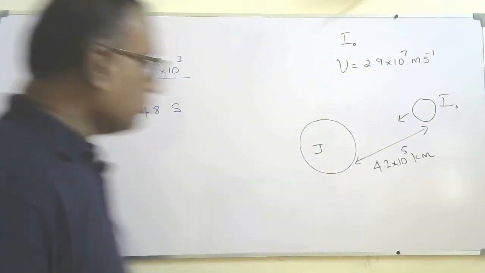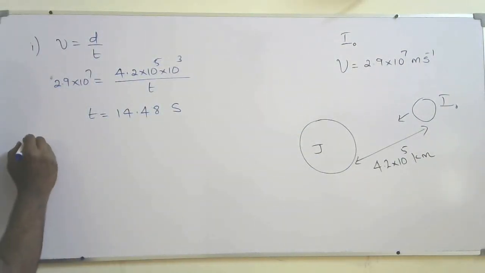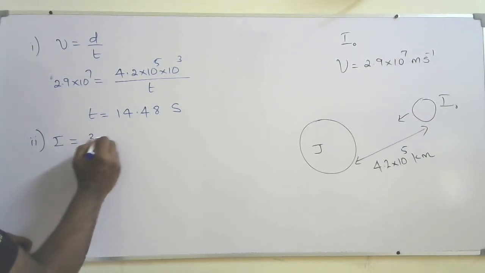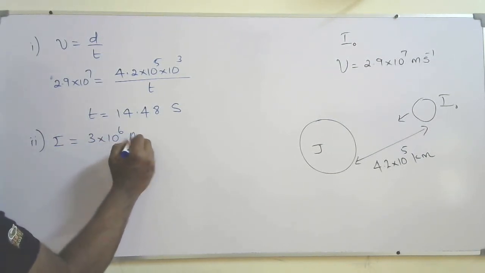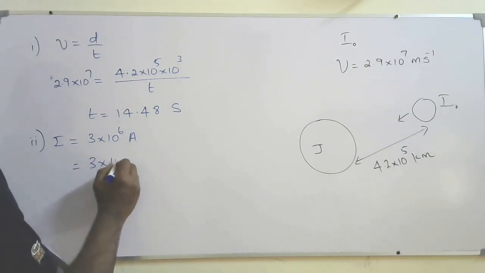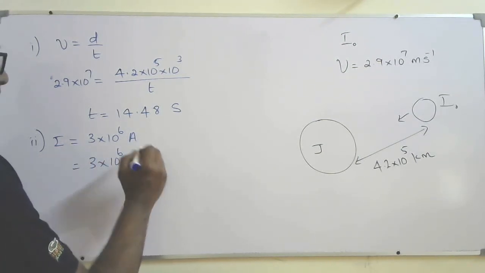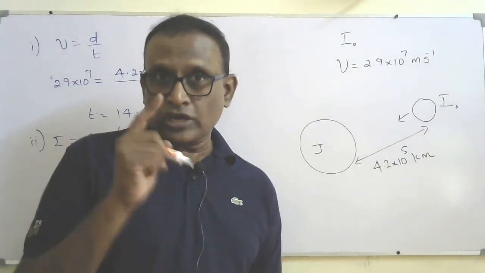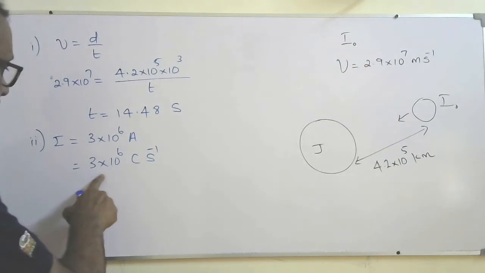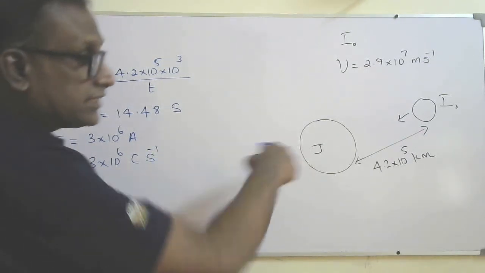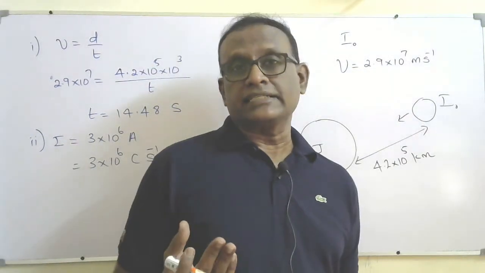So the current flow is given, that is 3 into 10 to the power 6 ampere. That means I can say this is 3 into 10 to the power 6 coulomb per second. How many electrons arrive at Jupiter every second? So every second, 3 into 10 to the power 6 coulomb of charge is reaching Jupiter. So how many electrons are reaching?